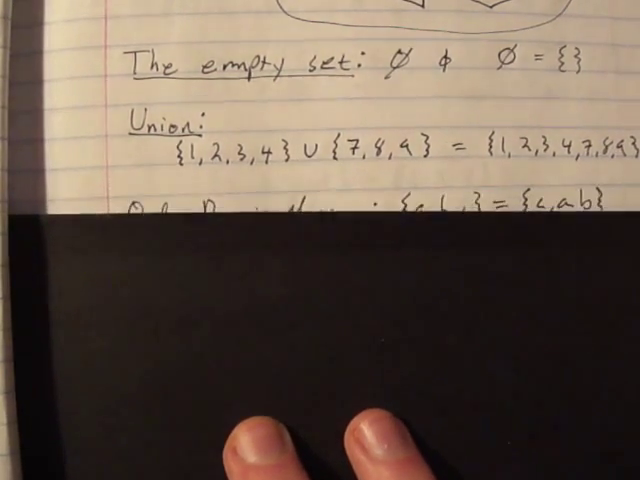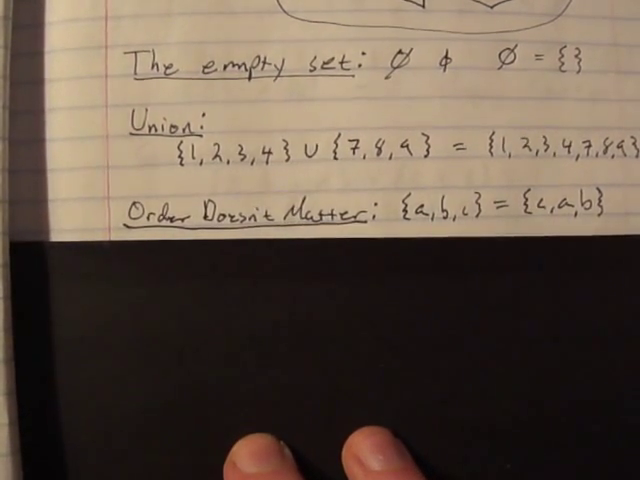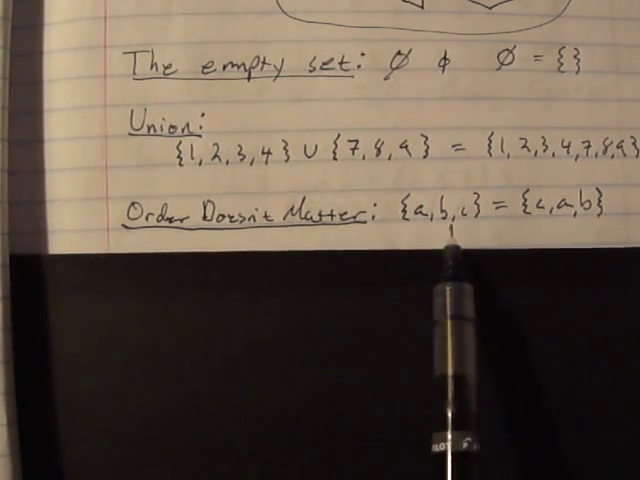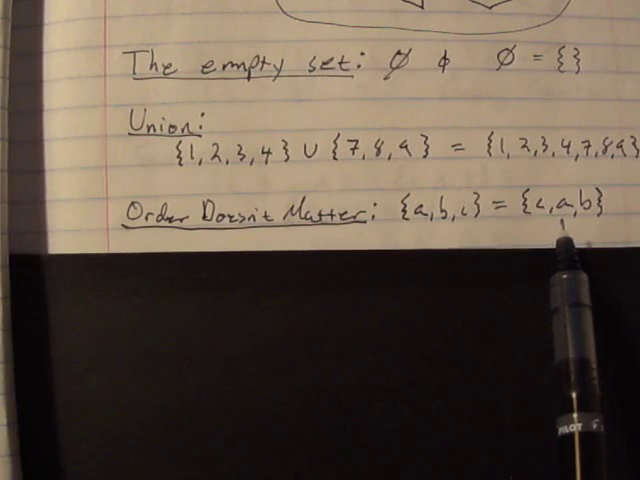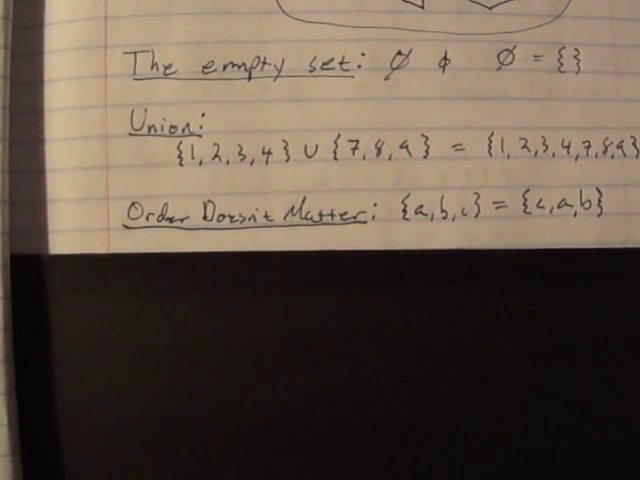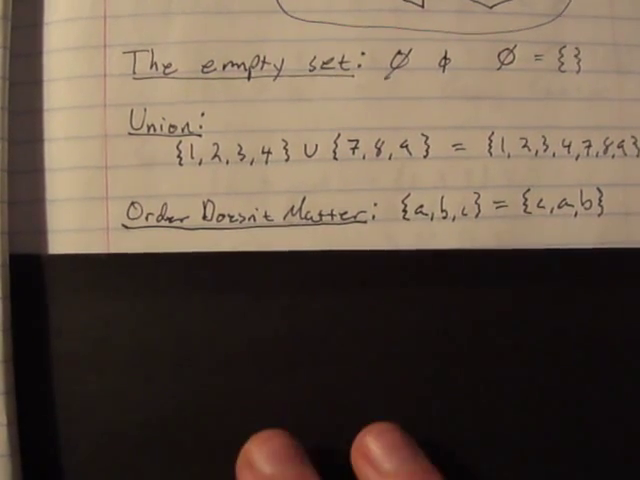The next major operation, looks like I had another plan here. Right, the order of elements in a set doesn't matter, so ABC is the same thing as CAB. Those are both the same set. Order isn't important, just whether or not an element is in the set.